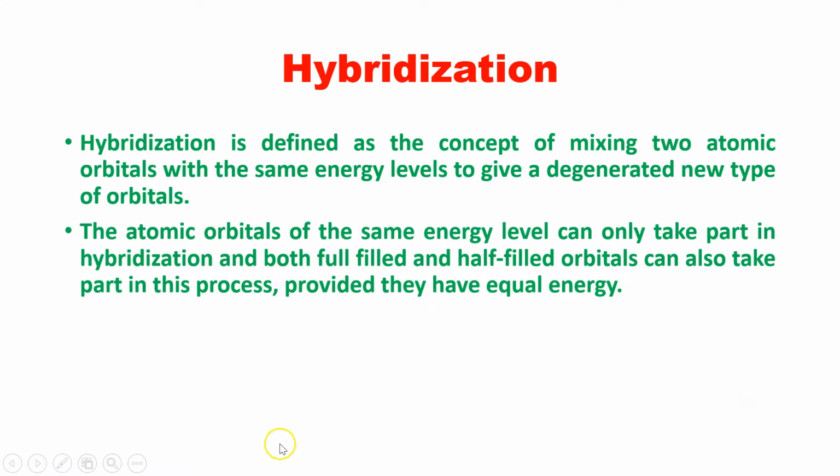Atomic orbitals of the same energy level can take part in hybridization, and both fully filled and half-filled orbitals can also take part in this process provided they have equal energy. When we learn the electronic configuration of carbon, at that time I will explain this part. Here hybridization can take place mainly with the s orbital fully filled and the p orbital half filled. So I will explain how it becomes of equal energy.